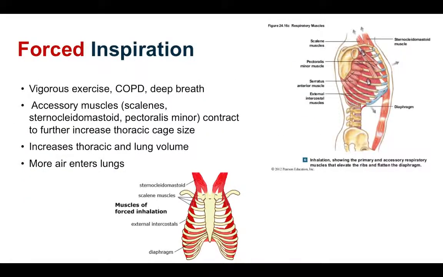So what we just looked at was a quiet inspiration, just a normal in and out breath, not straining to inhale, not exercising or doing anything like that. A forced inspiration is going to occur if you are vigorously exercising, if you have a lung disease and you're straining to get air in and out of your lungs. In that case, your accessory muscles are going to come into play. So basically any muscle that is attaching to the ribs and helping to pull the ribs up, helping to elevate the ribs, helping to increase the volume of that container and allow more air to get into that space.